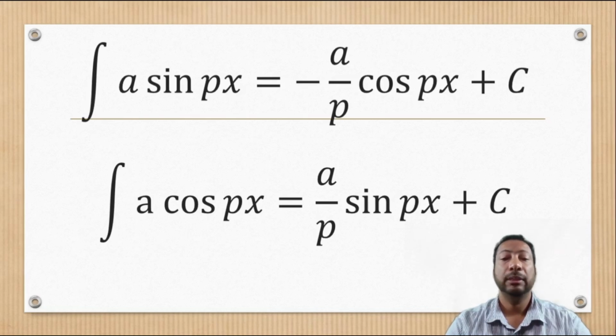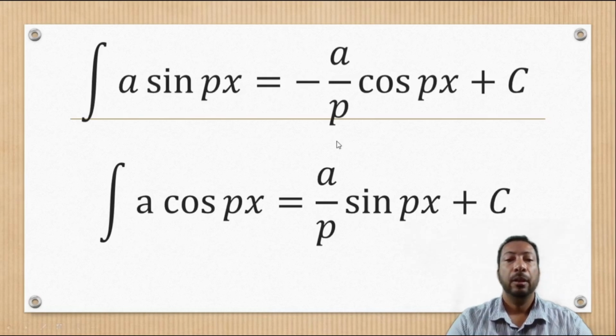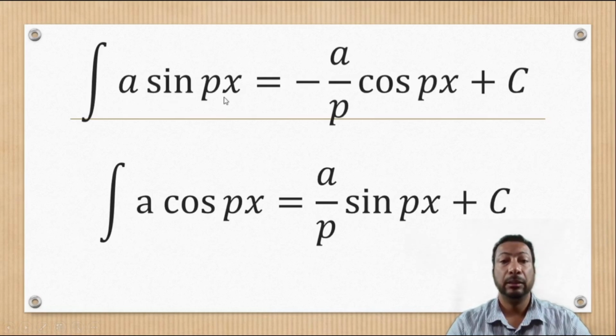Next, we're going to step it up a little bit. Here, if you're going to multiply multiples of the sine or cosine function, there's a couple formulae we need to know. If you are trying to integrate a times the sine of px, then that will be equal to the negative a over p of the cosine of px plus c in general. And similarly, for cosine, it is a over p times the sine of px plus a constant.